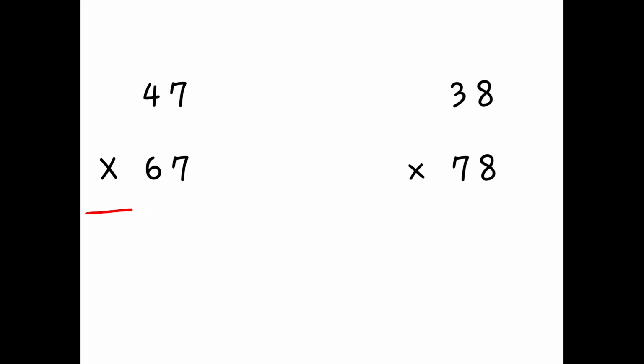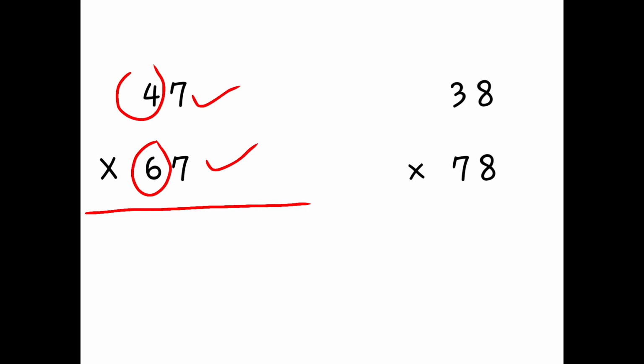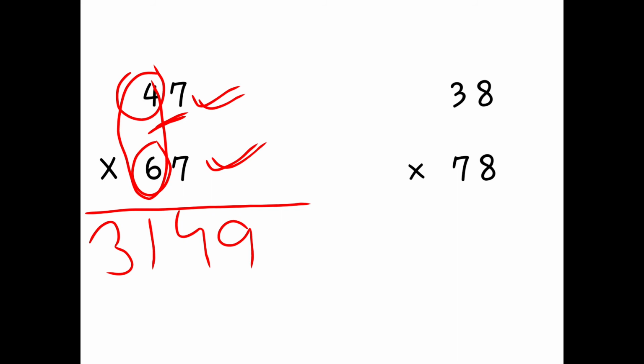The third example is 47 multiply 67. The ones place digit is the same and the sum of the tens place digits is 10. So what we have to do: 7 sevens are 49. Now 4 sixes are 24, and 24 plus 7 is 31. So the answer will be 3149.